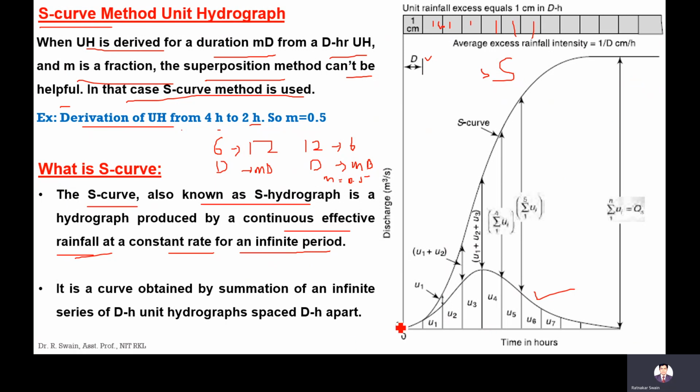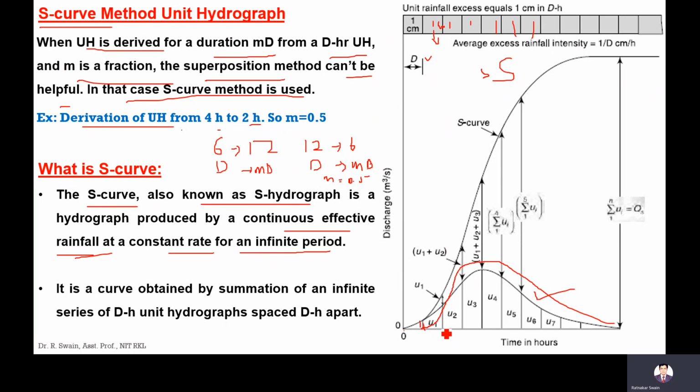Okay. So here, let the unity hydrograph be given. The ordinates are U1, here 0 it will start, 0, U1, U2, U3, U4, U5, U6, U7. So here, let another successive rainfall occur after d hour. For the next 1 cm excess rainfall, the unity hydrograph will start from here, 0 will start from here, the same unity hydrograph. It will just shift by d hour.